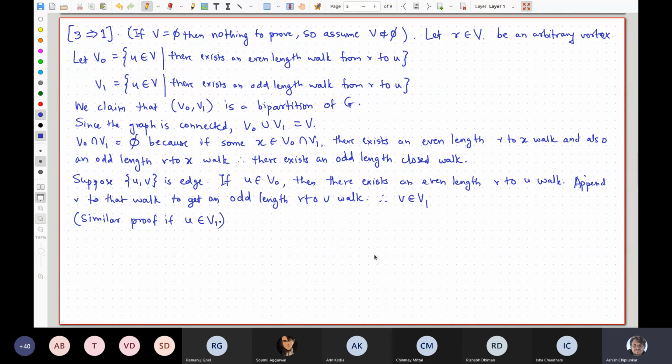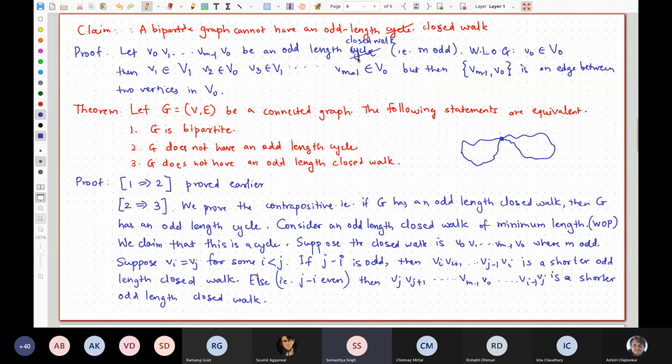Somaditya? Yes, sir. I had an idea of how we could do 2 to 1. What 2 to 1? Sir, how we could prove 2 to 1. Okay. Using just the cycle claim. So if we select one vertex, then we partition all other vertices based on the parity of the shortest path length from that chosen vertex to the root. Yes, for the chosen vertex, the parity of the path from the chosen vertex to any vertex. Shortest path. Okay.